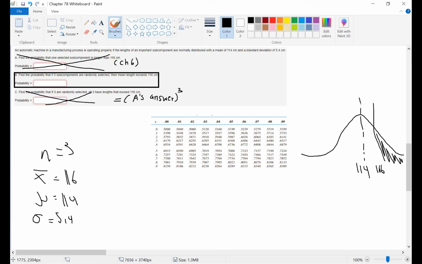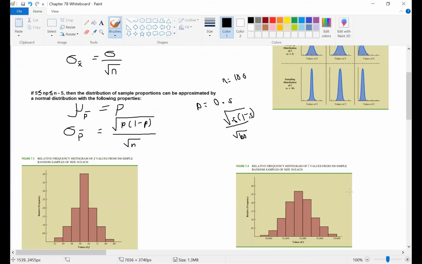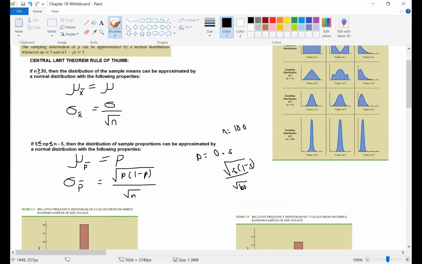Well, we can use the properties of the normal distribution to figure this out. Here's the catch though. Our mean is still 114. Our standard deviation is not going to be 5.4. If you just take 5.4 and run with it, you're going to get it wrong. The reason why is because we recall from up here, we have sigma, the population standard deviation, over the square root of our sample size. So if you don't divide by the square root of our sample size, you're instantly wrong.